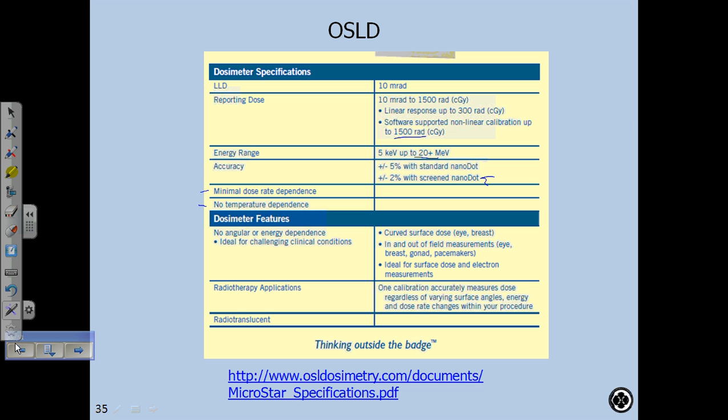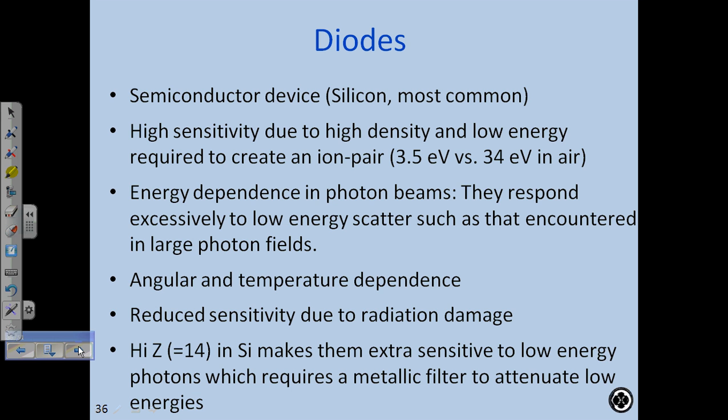Okay, moving on to diodes, another type of dosimeter. Diodes are a semiconductor device. So TLDs are a crystal, OSLs are an aluminum oxide crystal as well. Diodes are semiconductor. Mostly they're made of silicon. They have a high sensitivity due to the high density.